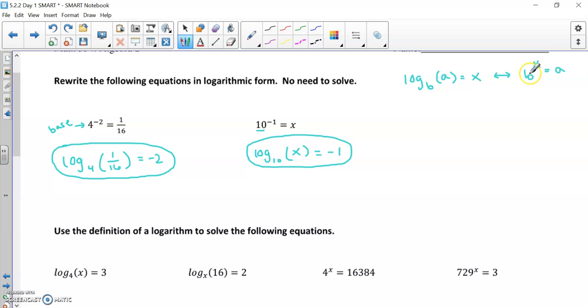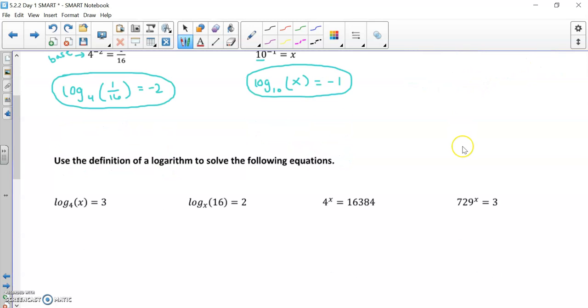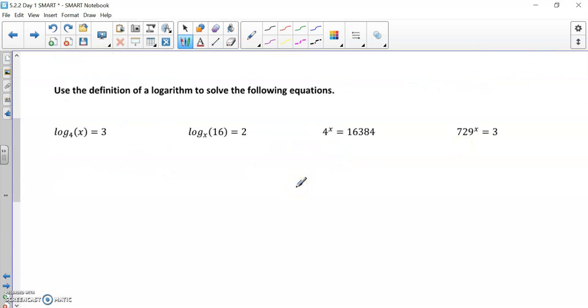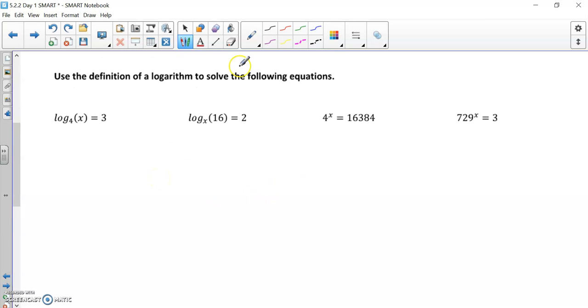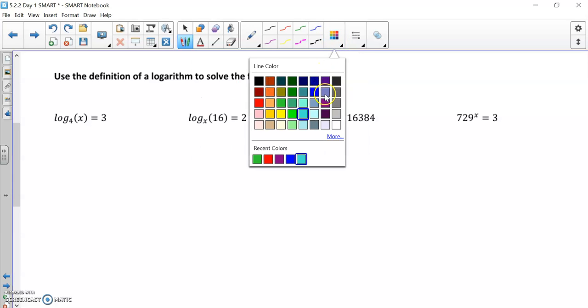Okay, so again, you're just putting things in the right spot. Whatever number is here turns into this, whatever number is out here turns into this. The exponent is always on the other side of the equal sign. All right, so now we've got some that we are going to solve. Let's pick a new color.